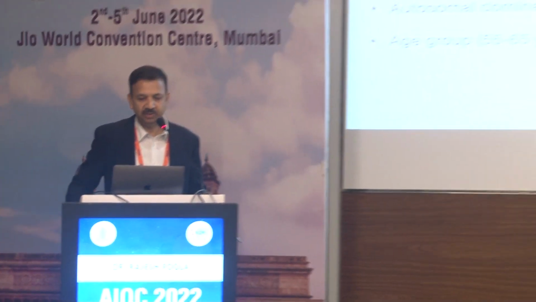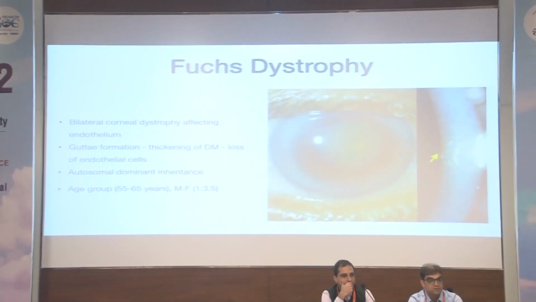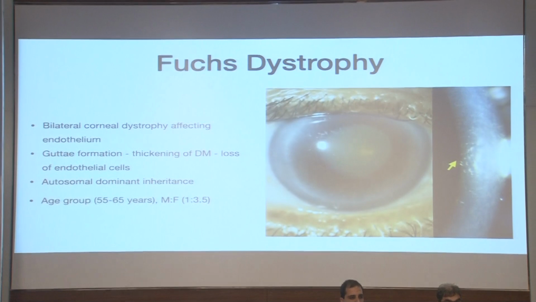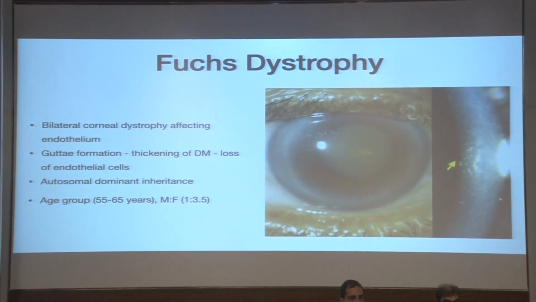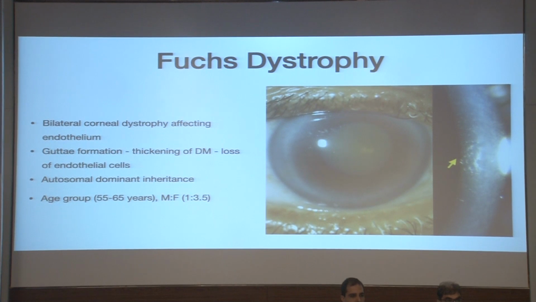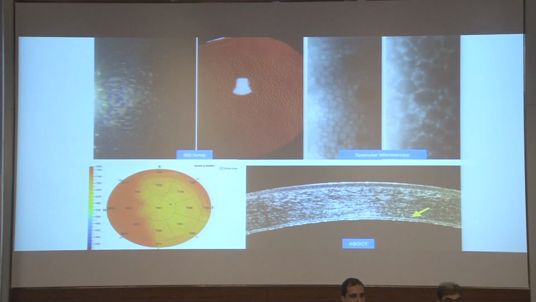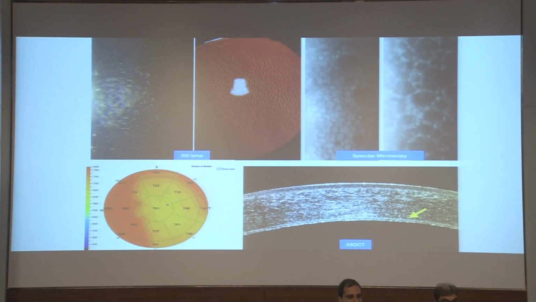Fuchs dystrophy is usually bilateral, characterized by guttae formation, thickening of Descemet's membrane, and loss of endothelial cells. It has autosomal dominant inheritance with a slight male preponderance. If you're not very careful when examining your patient on slit lamp and you focus on the cataract, this can sometimes be missed. You have to specifically focus your slit lamp onto the endothelial layer of the cornea and look for the orange peel kind of appearance. You can look at the guttae on retroillumination as well.